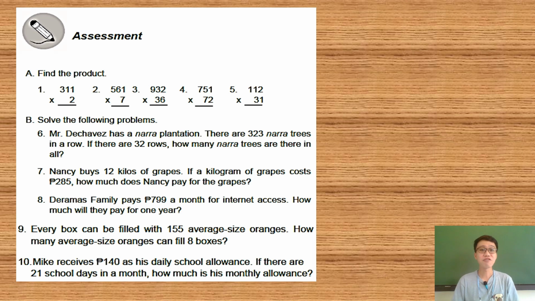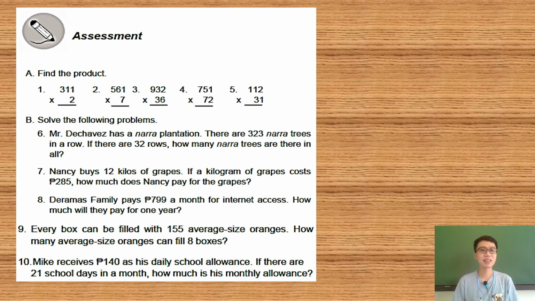For letter A, find the product. Number 1, 311 times 2. Number 2, 561 times 7. Number 3, 932 times 36. Number 4, 751 times 72. And number 5, 112 times 31. For letter B, solve the following problems.